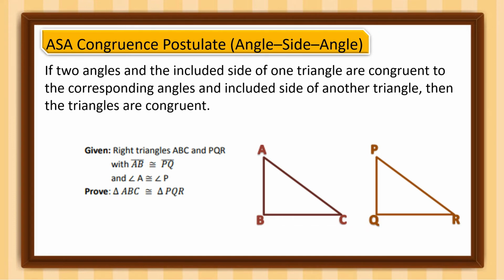So here's an example. Given right triangles ABC and triangle PQR, those are right triangles, with segment AB congruent to segment PQ, and angle A congruent to angle P. Now, using ASA congruence postulate, let us prove that triangle ABC is congruent to triangle PQR.